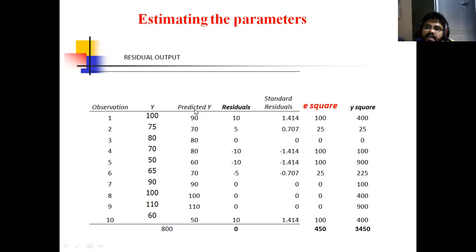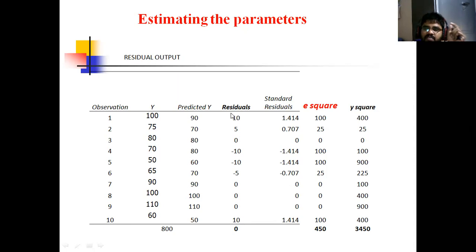So in order to get the error value, this is the actual value and this is the predicted value. On the basis of the values we predicted these values, but the actual value is this much. We need to compare whether there is any difference between our actual value and predicted value. See, here our actual value is 100, for example when the price is that much, the demand will be this much. But when you predict the value, it is 90, so there is a difference of 10. So 100 minus 90 is 10. The residual is nothing but the error. 75 minus 70 is 5. 80 minus 80 is 0. 70 minus 80 is minus 10. Like this, these are the errors.